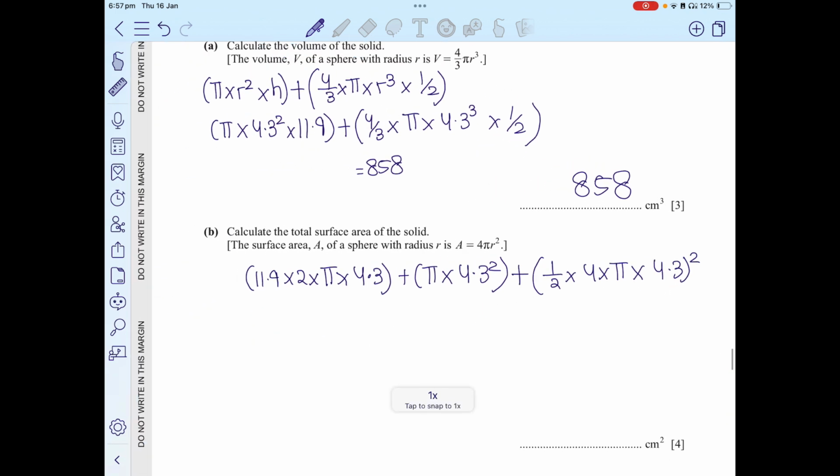Now you simply add them up. So 11.9 into 2 pi into 4.3 plus pi into 4.3 squared plus half into 4 pi into 4.3 squared. All right, what does that give us? That gives us basically 495.7747367, which can be rounded off to 496.